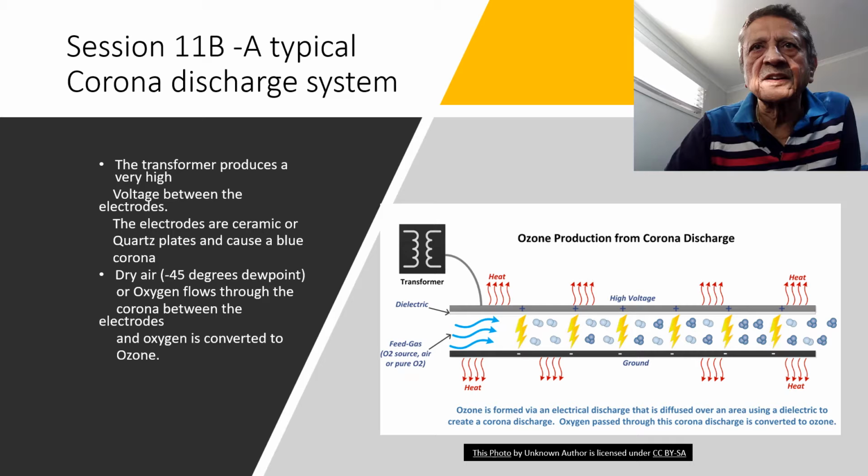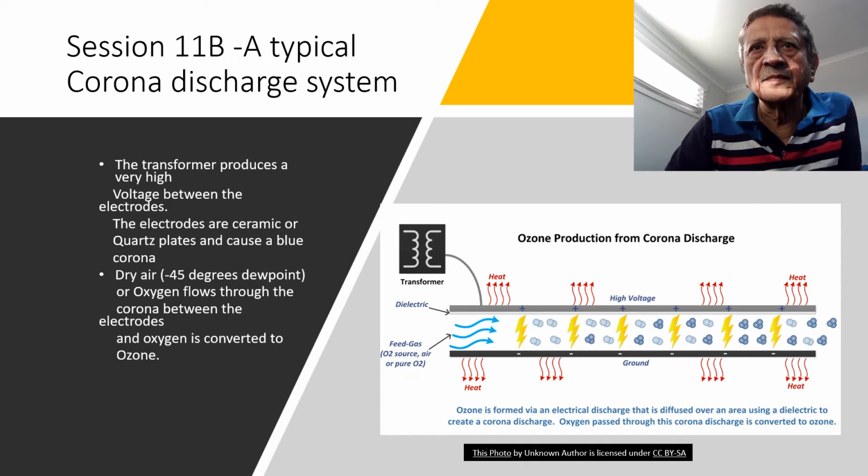The diagram on the right shows a typical ozone generation cell using the corona discharge. You will notice that there are two electrodes. One is a ground and the other one is a high voltage. There is a dielectric between the electrodes, which is not a complete conductive material. This dielectric is generally silica glass or ceramic.